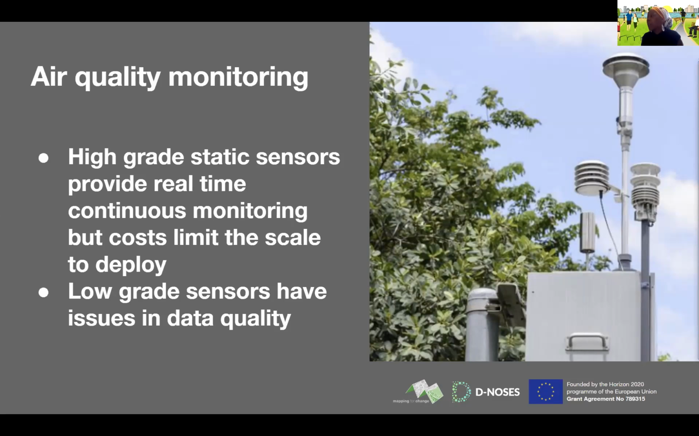And then the other extreme is obviously nowadays you've got a large number of low-grade sensors which are being developed and deployed, but there are issues in relation to the data quality and the data that those sensors give us. In particular, when we're looking at legislation and things like that, obviously they're not designed to be utilized in that sense.